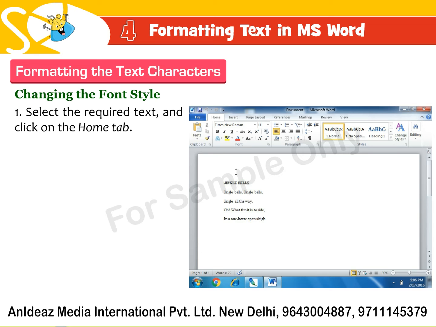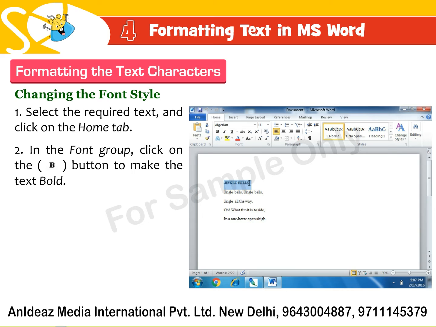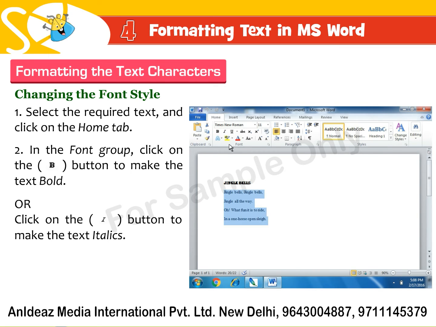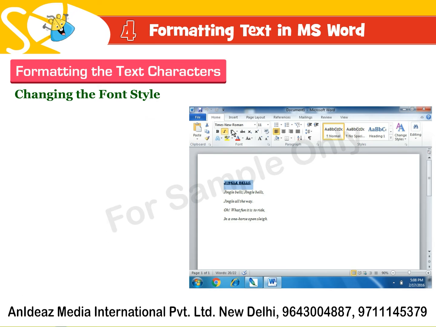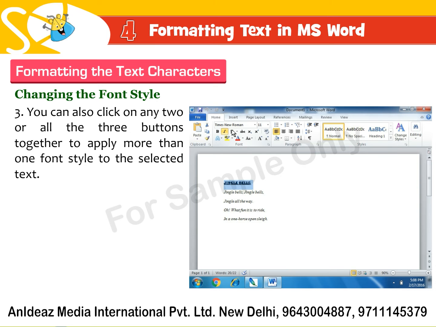1. Select the required text and click on the Home tab. 2. In the Font Group, click on the B button to make text bold, or click on the I button to make the text italics, or click on the U button to make the text underlined. 3. You can also click on any two or all the three buttons together to apply more than one font style to the selected text.